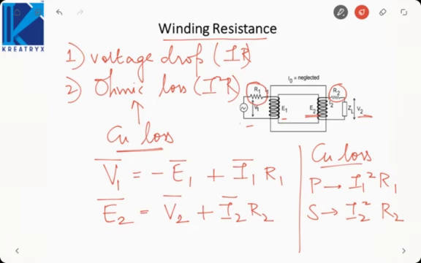Because whatever circuit we draw is hypothetical. The transformer does not have any such circuit. We are approximating the transformer by an electrical circuit. So no matter whatever circuit I am drawing, the physical phenomena occurring in the transformer must not change. That is why I am saying copper loss must remain the same even after the transfer of resistance.